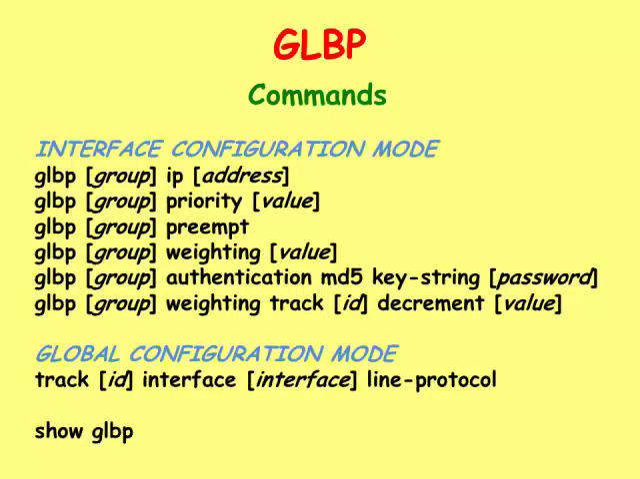The GLBP IP command assigns an IP address to the virtual router. The GLBP priority command assigns a priority value to the virtual router. The GLBP preempt command allows a physical router to play the role of a virtual router if it loses the role.